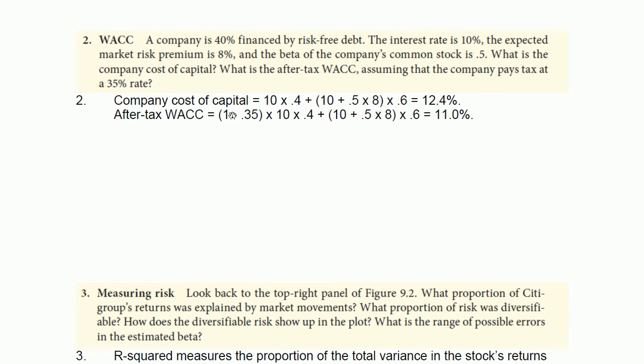And since only the risk-free debt will have the tax shield effect, the after-tax weighted average cost of capital is 1 minus 35% multiplied by 10% and 40%, and the risky part is the same. So the after-tax weighted average cost of capital is 11%.